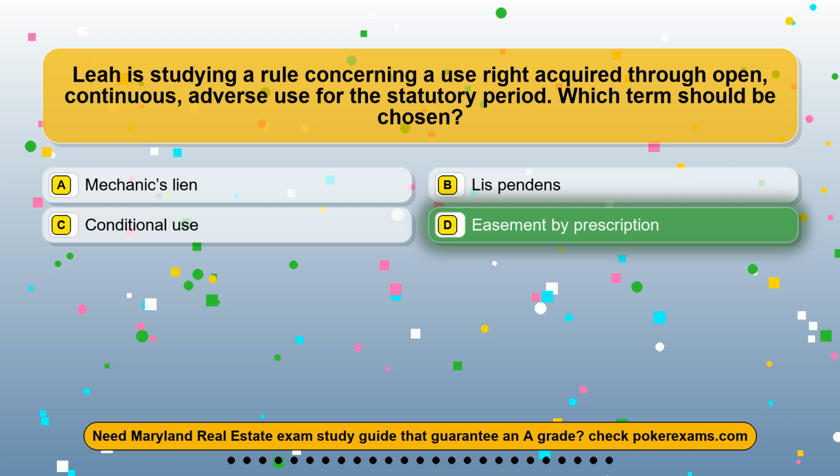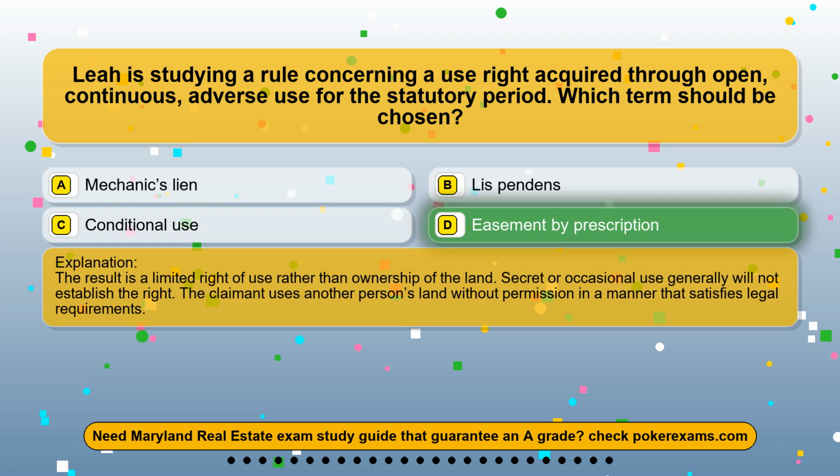The correct answer is option D, easement by prescription. The result is a limited right of use rather than ownership of the land. Secret or occasional use generally will not establish the right. The claimant uses another person's land without permission in a manner that satisfies legal requirements.